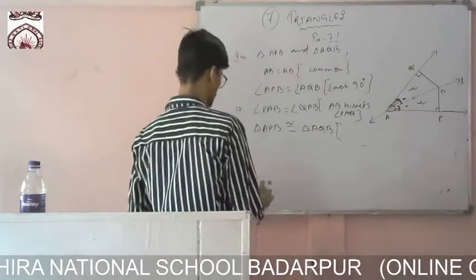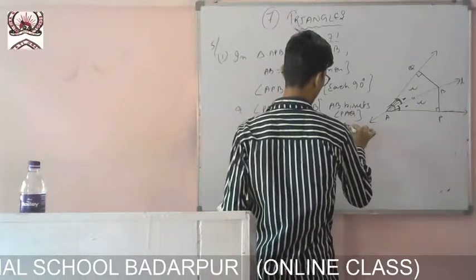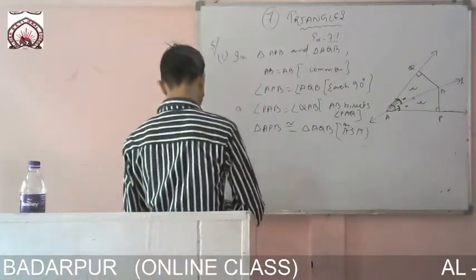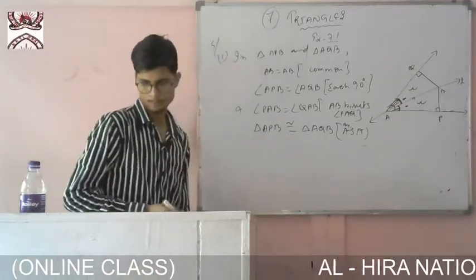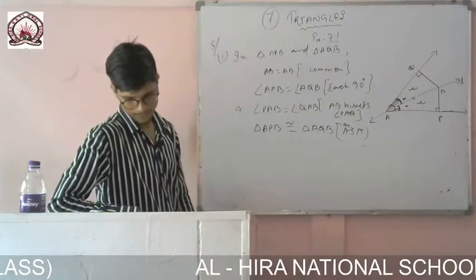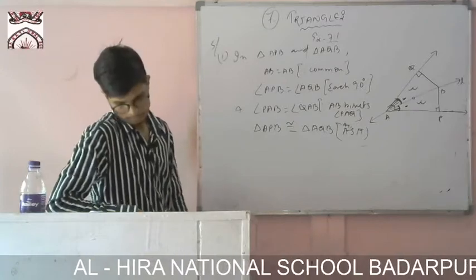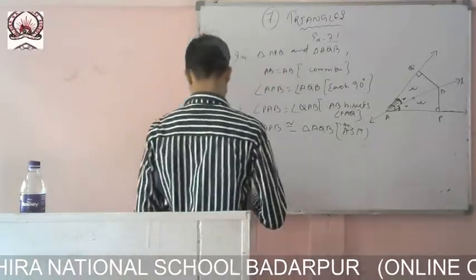And what is the postulate? Angle side angle. By the angle side angle postulate we have proved this one. So very easily we have proved the first one. Now the next part is that we have to prove that BP equals BQ. Very easily, by corresponding parts of congruent triangles.